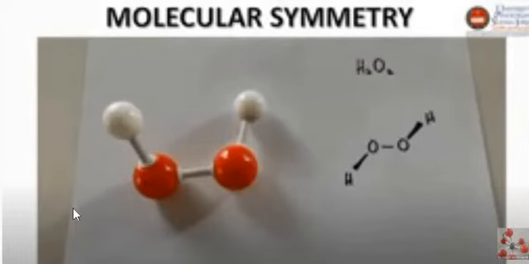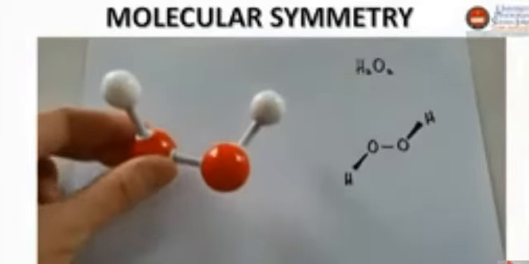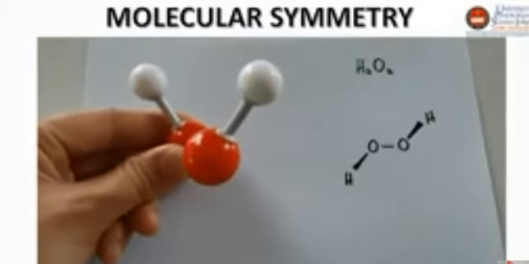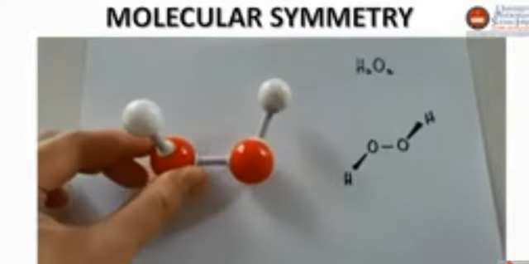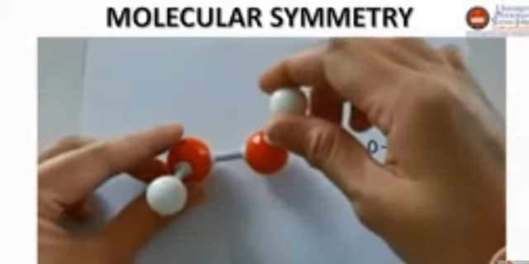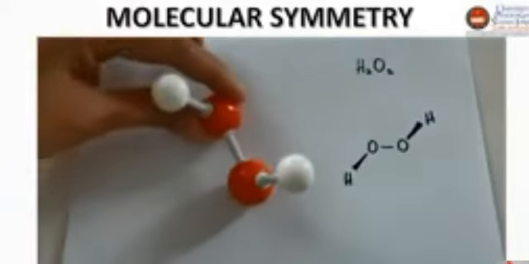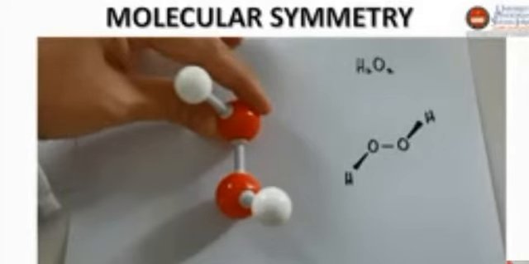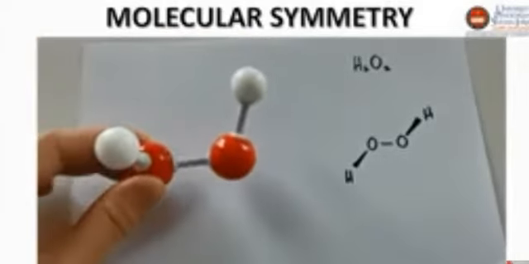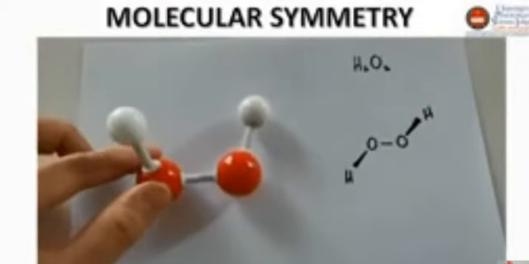This is a molecule of hydrogen peroxide, H2O2. So we look at this molecule from the front view, from the side view, and also from the top view, like this, or we can change like this. What we can see is that all atoms are not on the same plane, so this is not a planar molecule.